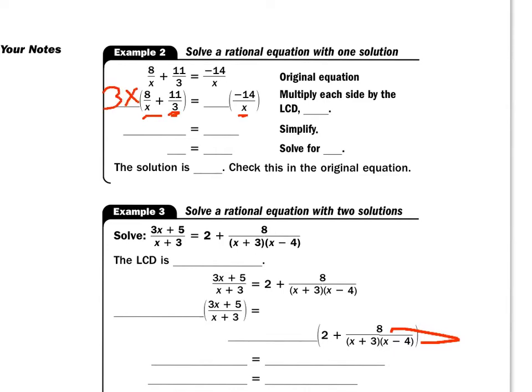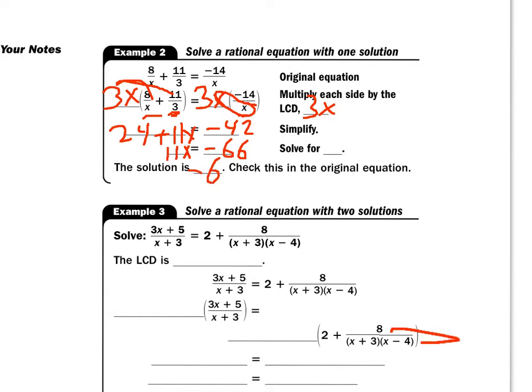So if I multiply everything by 3x, let's see what it says here. If I multiply it here, the x's eliminate, so I get 24 plus. If I multiply it here, the 3's eliminate, so I get 11x. 24 plus 11x equals, on the other side, the x's eliminate each other, so I end up with negative 42. Not too bad. And I get 11x equals negative 66 after I subtract 24 on both sides, and I divide by 11, and I get negative 6 as a solution.